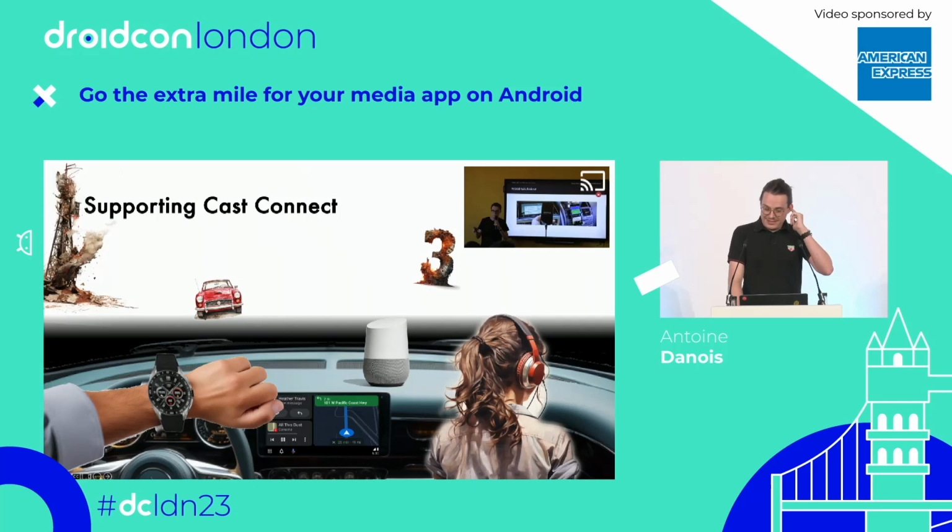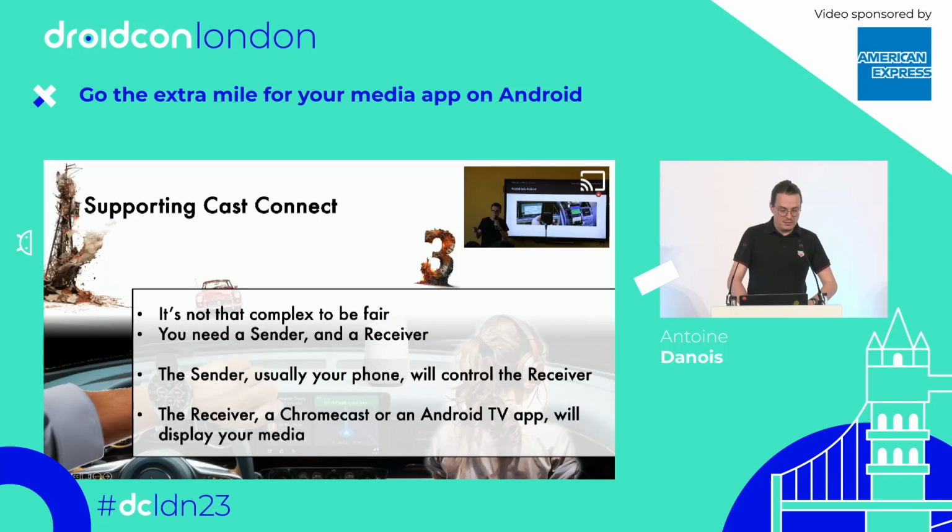Cast Connect. Cast is absolutely incredible for video content, and it's not that complex to implement, to be fair. You need a sender and a receiver. The sender is usually your phone, and it will control the receiver like a remote. And the receiver, usually a Chromecast or an Android TV app, will just display your media.